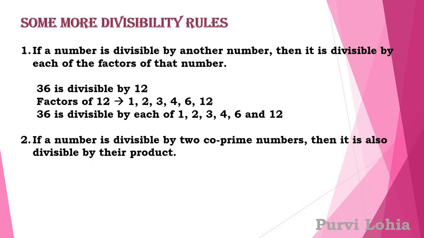Second one, if a number is divisible by two co-prime numbers, then it is also divisible by their product. Like 432 is divisible by 8 and 9. Check 432 is divisible by 8 or not. Yes, it is divisible, and it is also divisible by 9.